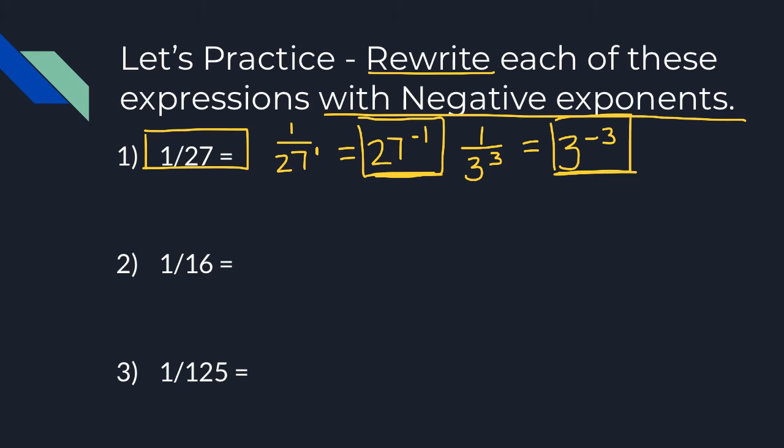All right, let's try another one. 1 over 16 is implied that it's 16 to the first power. And so that one, bring the 16 back on top and reapply your negative. That's one answer. But there are 2 more. Can you pause me, come up with the other 2, and come back for checking?